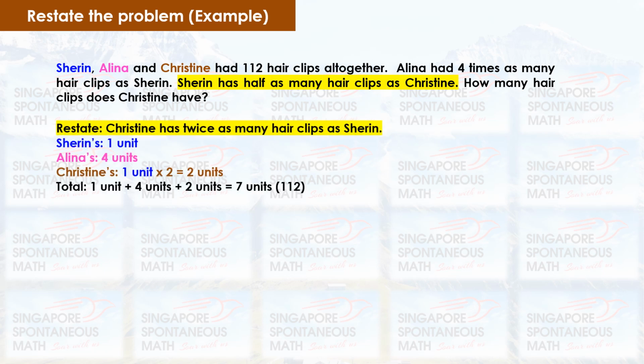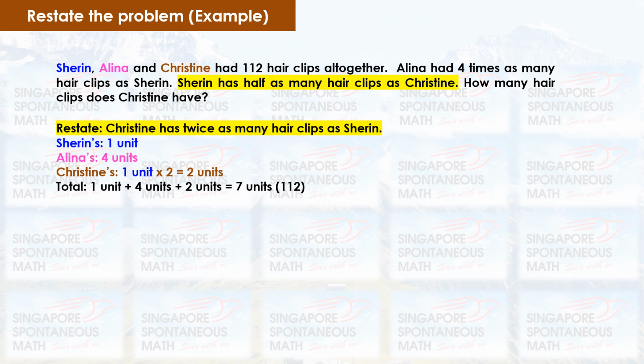The question mentioned that Shireen has half as many hair clips as Christine. This can be restated as, Christine has twice as many hair clips as Shireen. Shireen has 1 unit of hair clips. Alina has 4 units of hair clips. Christine has twice as many hair clips as Shireen. Therefore, 1 unit times 2, which is 2 units.